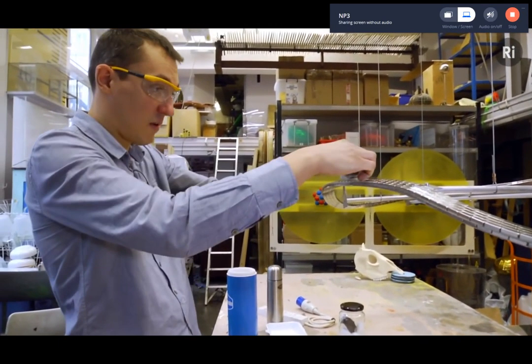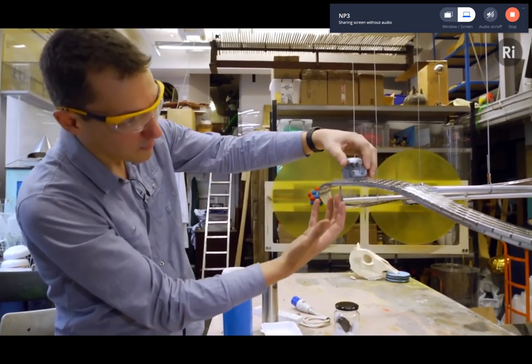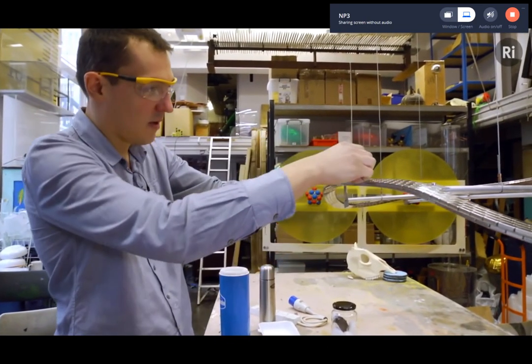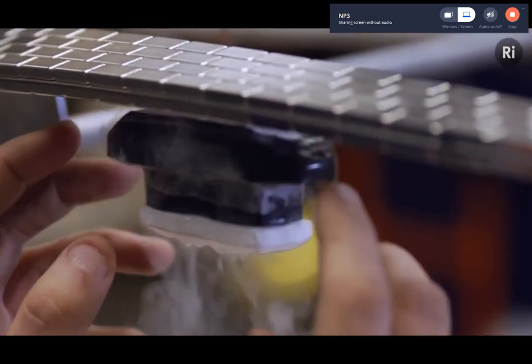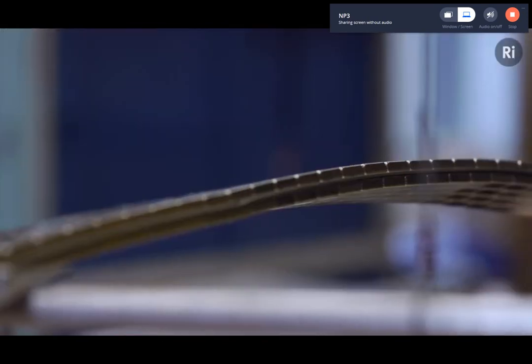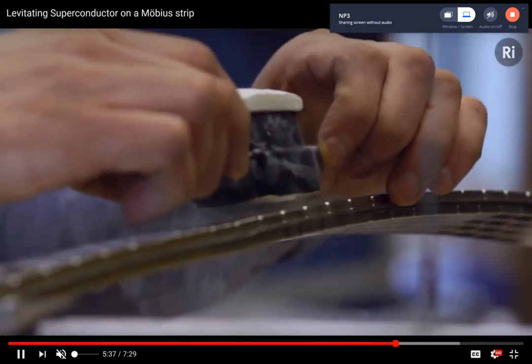Mitchell is doing so now. Well done, Mitchell. All right, now, and it's upside down.